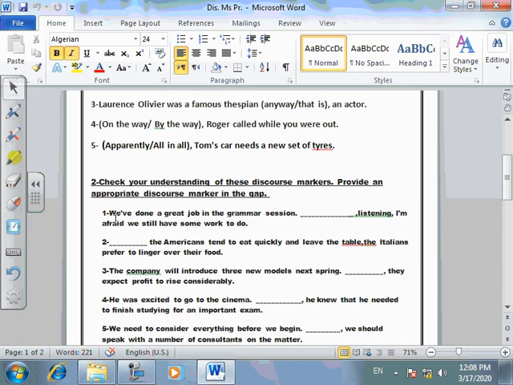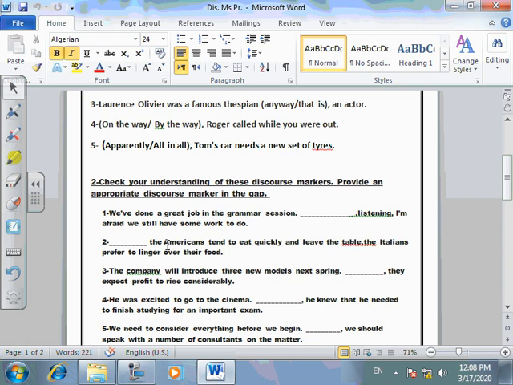Number 1, we have done a great job in this grammar session. Dash, listening. I'm afraid we still have some work to do. What can be the answer? Do you remember the discourse markers? Think about it and I'll show you the answer.